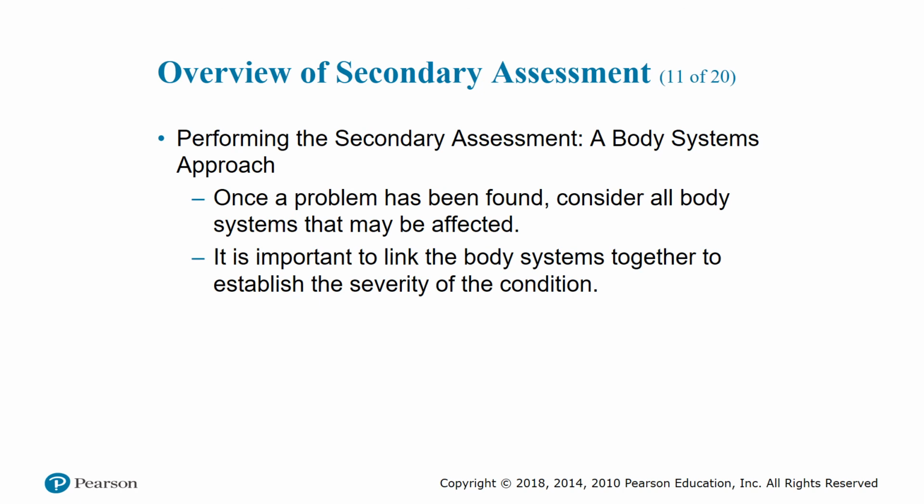Once you've found a problem, consider all the body systems that might be affected. In our case study, I'm fully expecting that all the body systems will be affected because the guy's got his egg scrambled, apparently. We don't know to what degree, and we don't know exactly what type of injury, but we know his responsiveness is off. As a matter of fact, he's unresponsive, at least if I remember the case study that well. It's important to link body systems together. The body's a magnificent machine, but it is interdependent. Systems depend on each other.